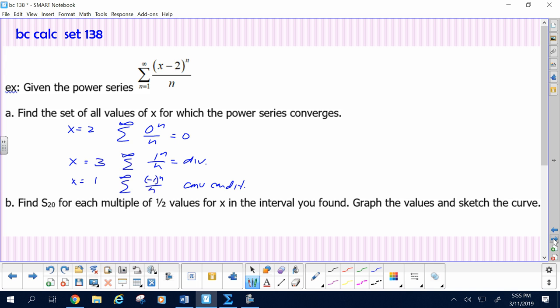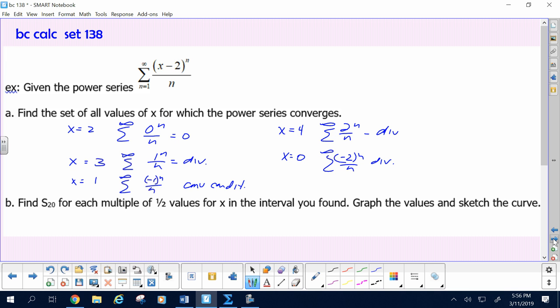All right. So let's say, what else would be interesting? Maybe we should go a little bigger. What about x equals 4? If x equals 4, then we're talking 2 to the n over n. That fails the divergence theorem, so that diverges. Same with below 1. If I did 0, that's negative 2 to the n over n. That fails the divergence theorem. So we need to make sure that the exponential is small, so it doesn't dominate.